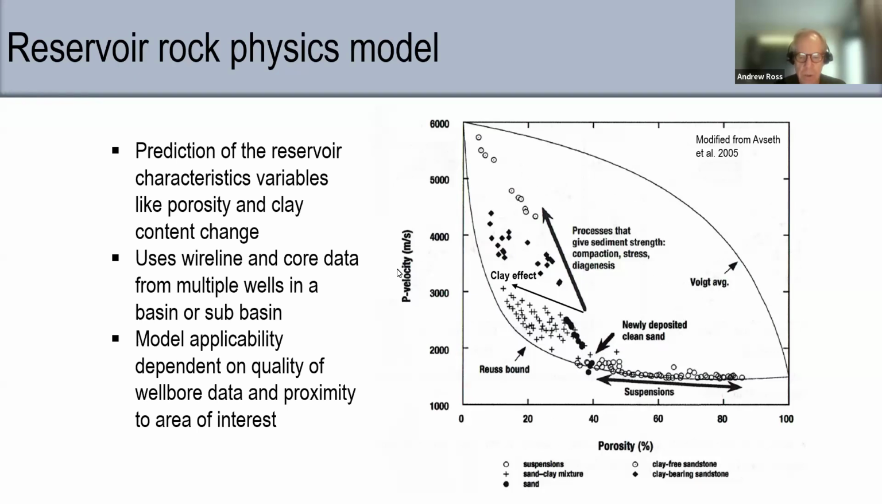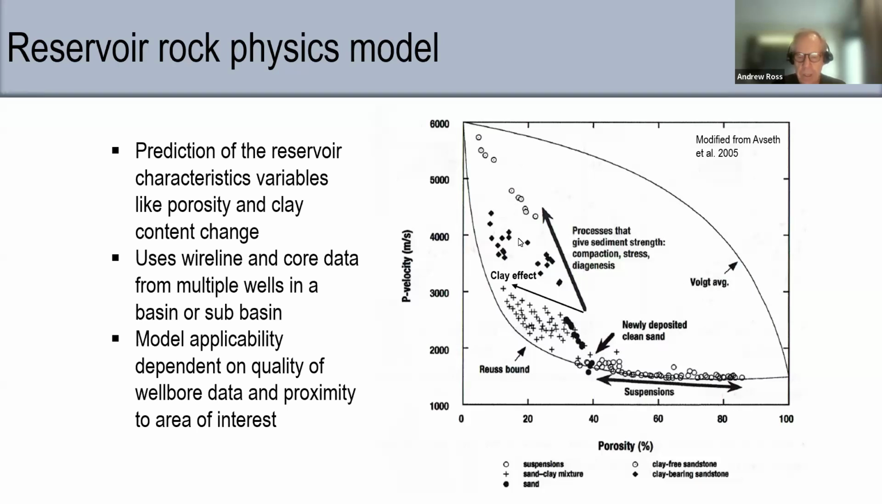Here's my P wave velocity on the vertical axis, and my porosity on my horizontal axis. The Reuss bound is basically the softest rock you can have with the minerals in the rock. The Voigt is the hardest rock. So the real rock should lie in between this softest and hardest boundary. And you can see that in this case, you have a lot of suspension, so very unconsolidated rocks, and they lie very close to this Reuss boundary.